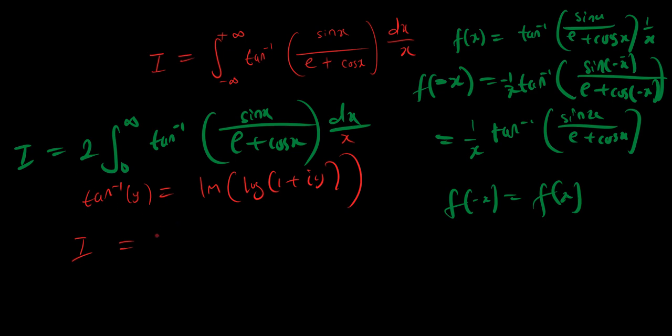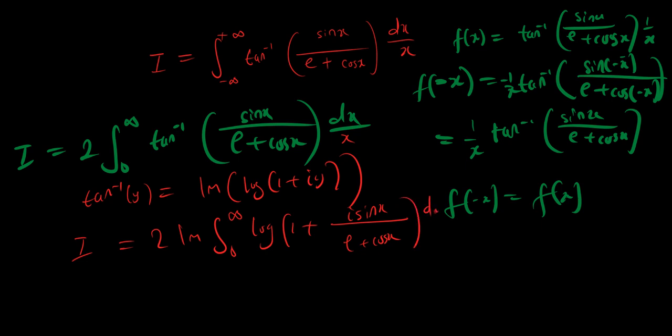So our integral is twice the imaginary part of the integral from 0 to infinity of the logarithm of 1 plus i sine x all divided by e plus cosine of x, dx over x, of course.